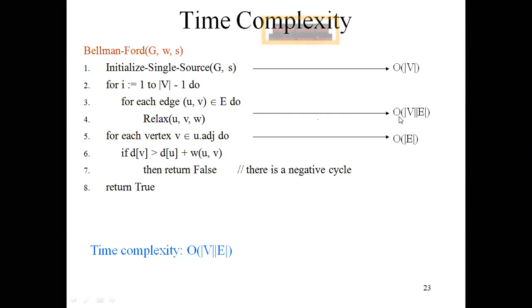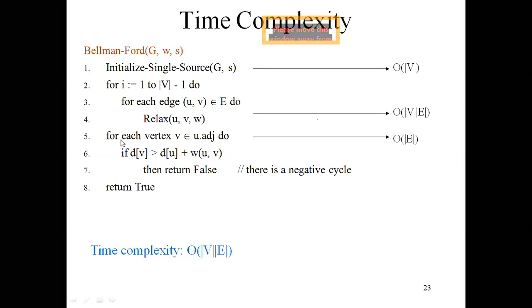we are updating, we are relaxing. So that is why it is big O of modulus of V into modulus of E. That is number of vertices multiplied by number of edges. Since we are relaxing each and every edge and we are repeating V minus 1 times, that is why we are taking the V into E.